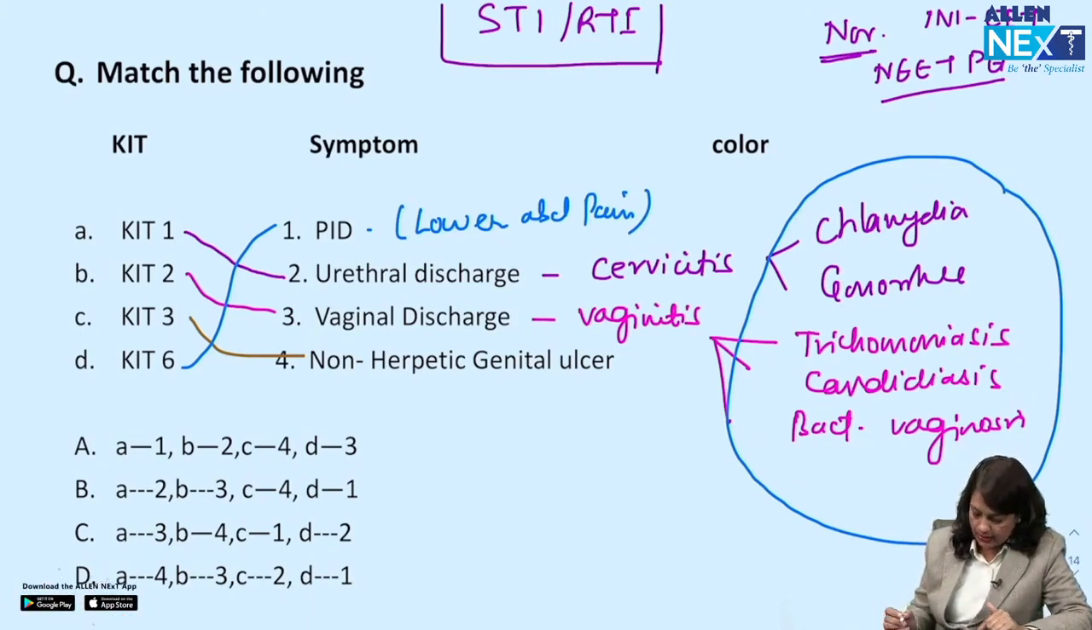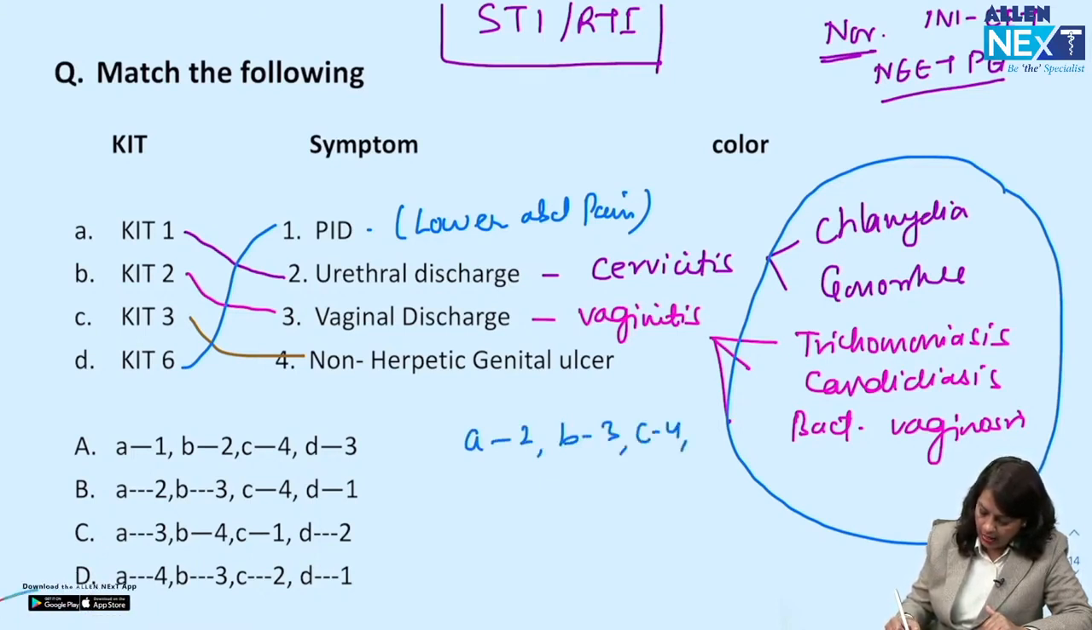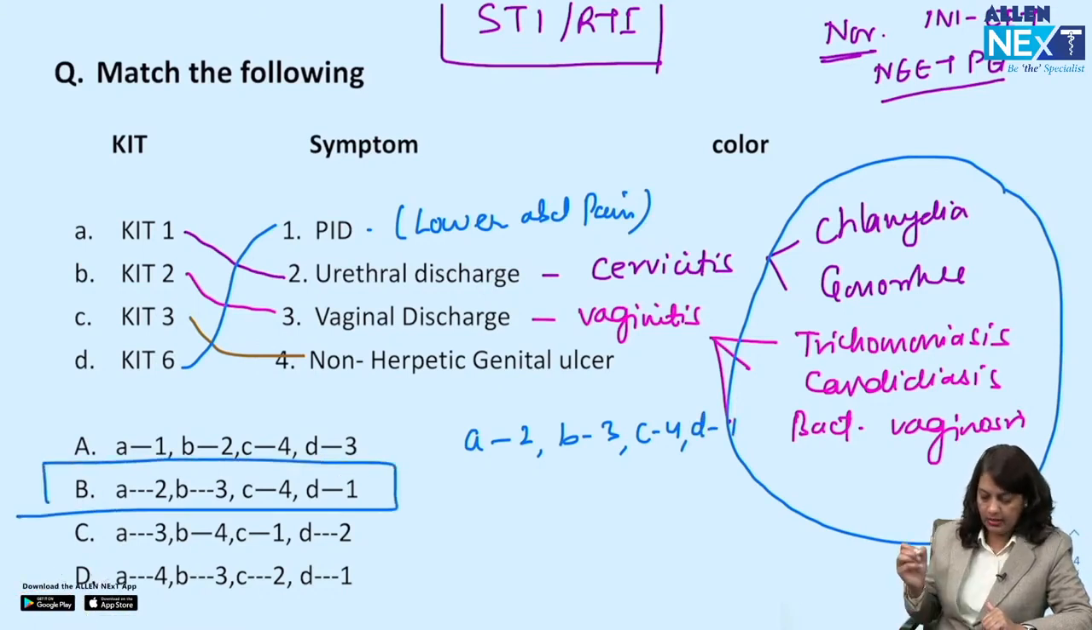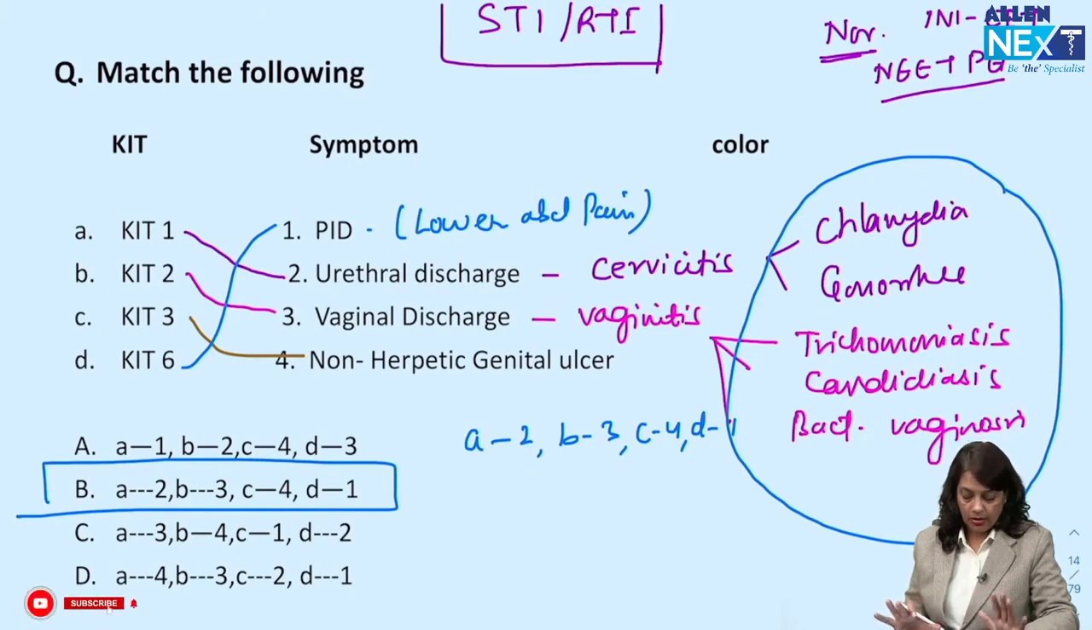Okay, now let us see which is the correct answer. A is matching with 2, B is matching with 3, C is matching with 4, and D is matching with 1. So A2, B3, C4 and D1. Option 1 is the correct answer. Right? All this is clear to you?